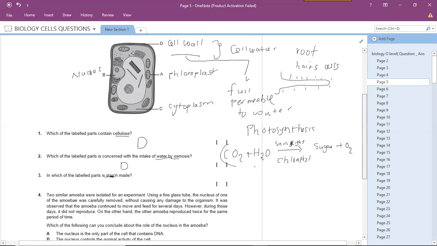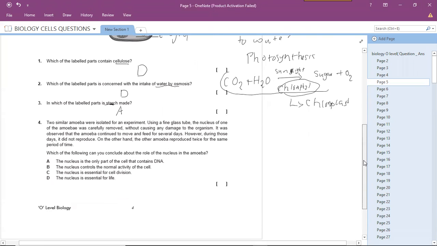And this process takes place in specialized structures that have chlorophyll, and these specialized structures are your chloroplasts. Which diagram is labeled chloroplast? It's structure labeled A. So here it's structure A. Are you okay? Are you following? Yes. All right, thank you.